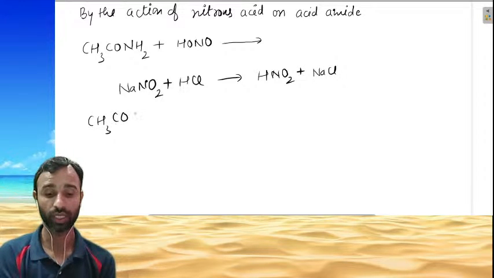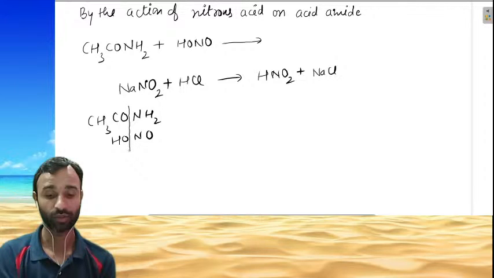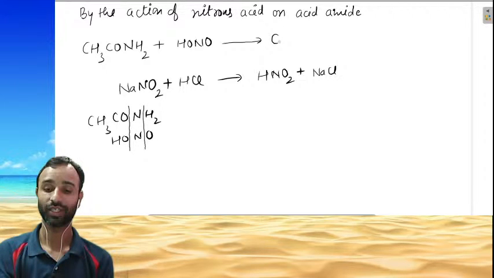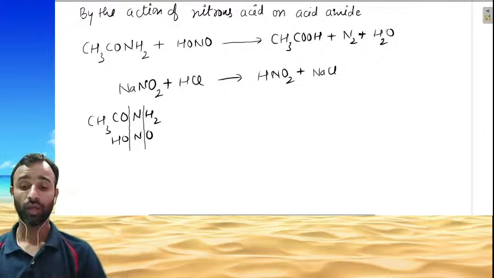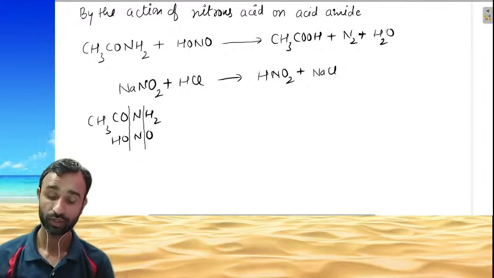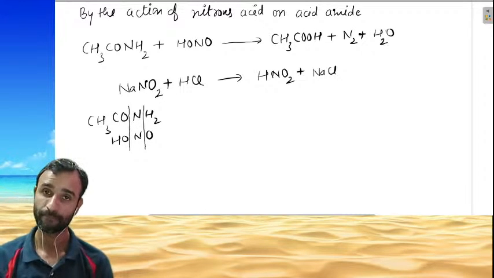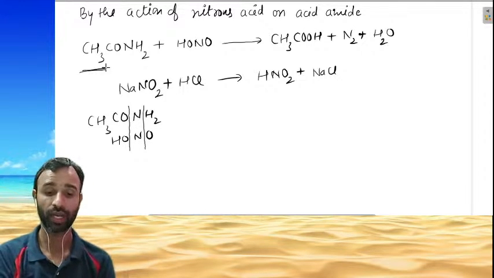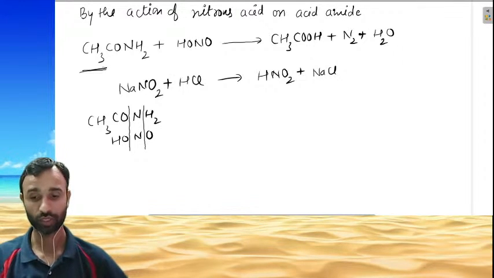See, we have CH3CONH2 and HONO. Okay, so we can write like this: CH3COOH along with N2 and H2O. So we get acetic acid from amide by using nitrous acid. Done. If it is aryl amide, same type of reaction takes place. Okay, so ये हो गया.